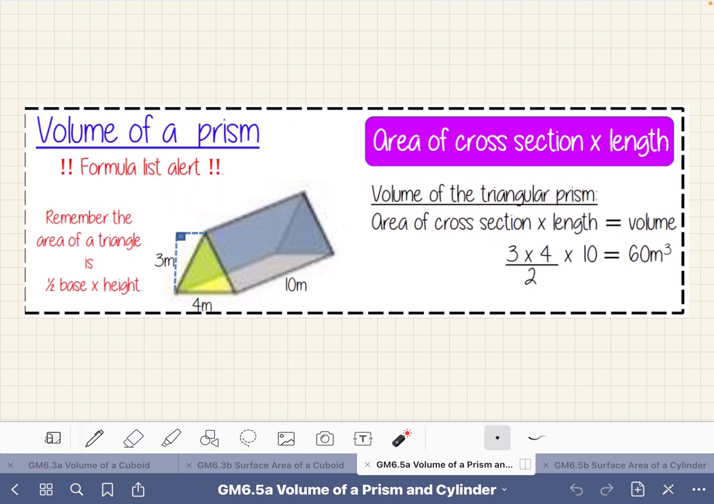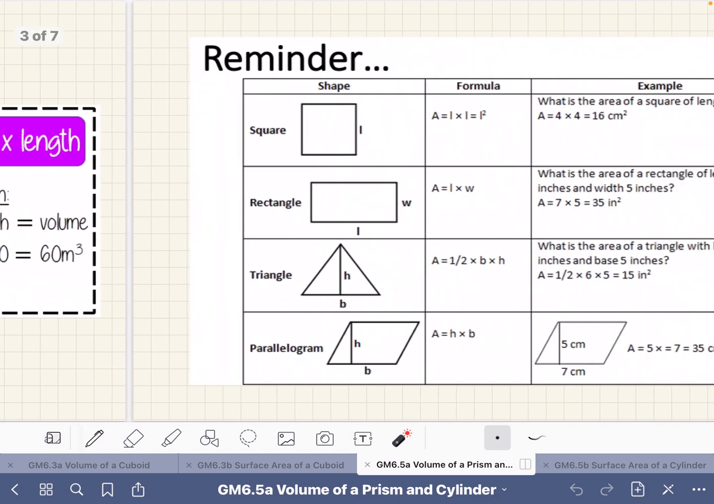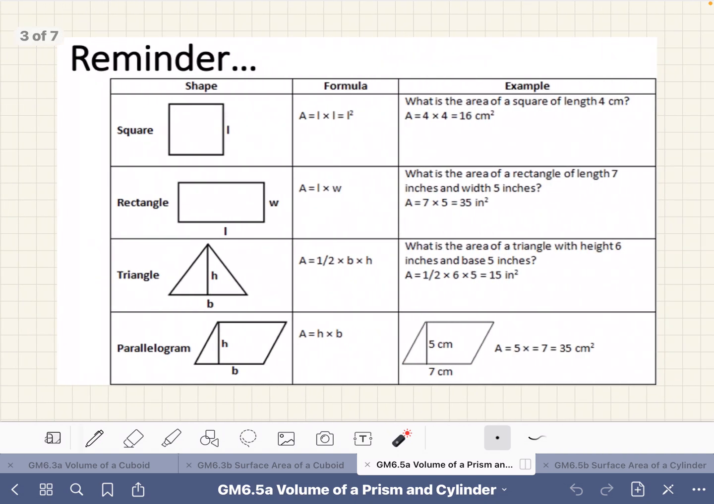Now, the cross-section will change depending on the shape that's given to you. In this case, we would work out the area of the face, which in this case is a triangle, and multiply it by how far it goes back.